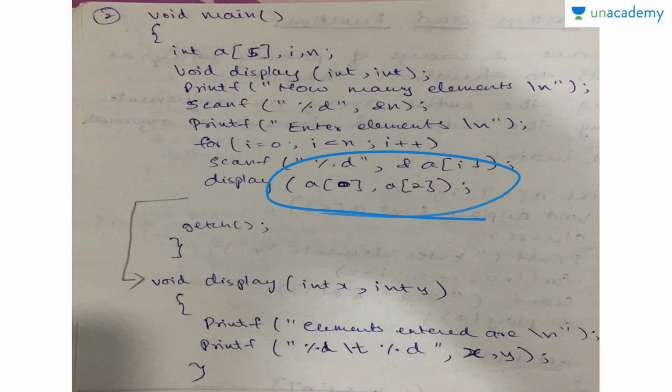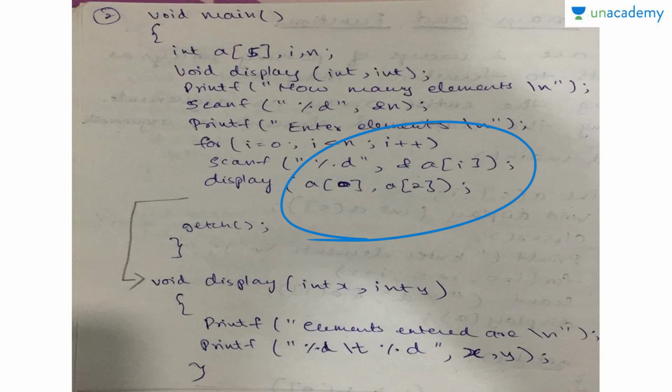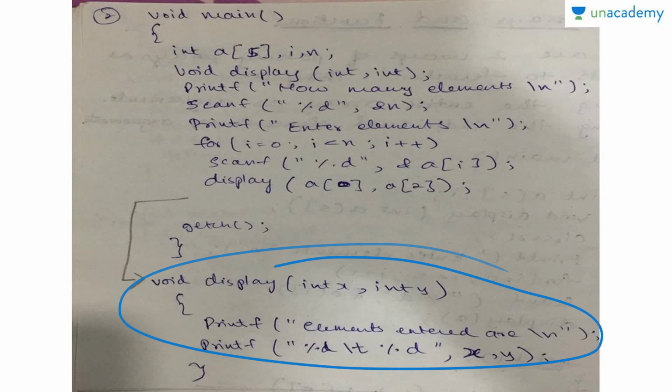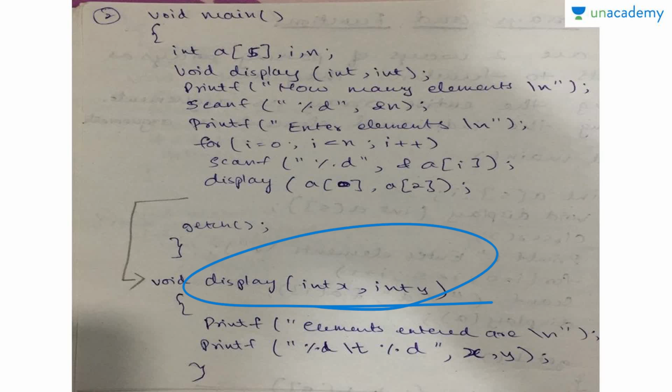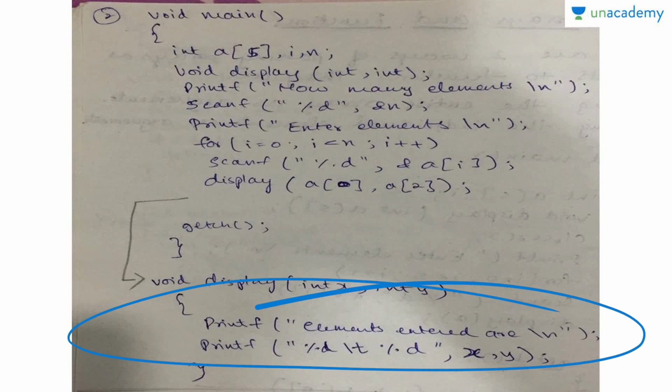And then I'm passing a of 0 and a of 2. Suppose I've entered 3 elements, that is a of 0, a of 1 and a of 2, but I want to display only a of 0 and a of 2. Like this, I can send them. And here, in place of a of 0 and a of 2, since these are of integer type, it'll take int x and int y, and the elements will be printed when the function has been called. So this is how we pass arrays as arguments in the function call.